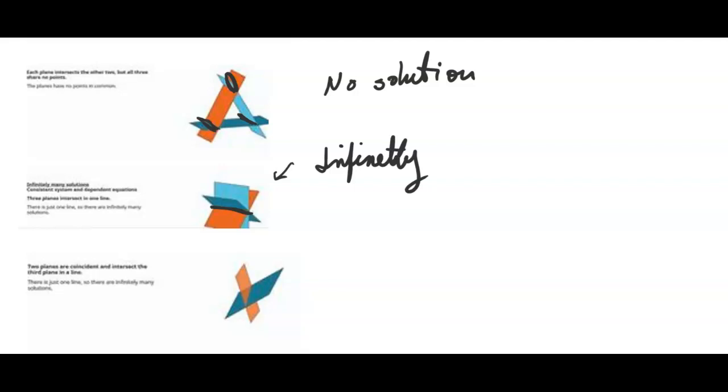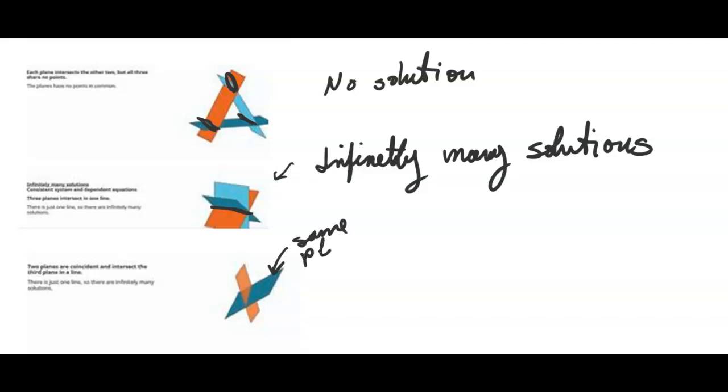Pretend that says infinitely many solutions. And the solutions are all going to be that line. But we're not going to worry about that. We're just going to put infinitely many solutions. And then finally, you've got two planes that are coincident. Okay, so same plane as the other one. And they intersect that red plane. And so again, there's infinitely many solutions in this case.